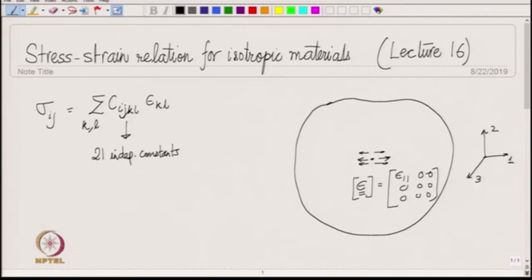Now, if you come to this formula with this strain matrix, then what will be sigma 1 1? So, sigma 1 1, for example, would be summation over k l C 1 1 k l epsilon k l, is it not? But because epsilon 1 1 is the only non-zero term, and the rest are all 0, this simply means it is C 1 1 1 1 epsilon 1 1, right.